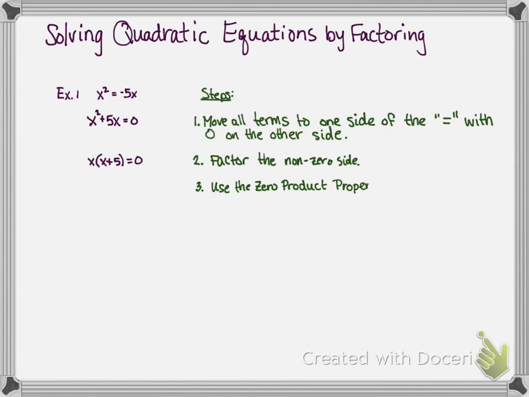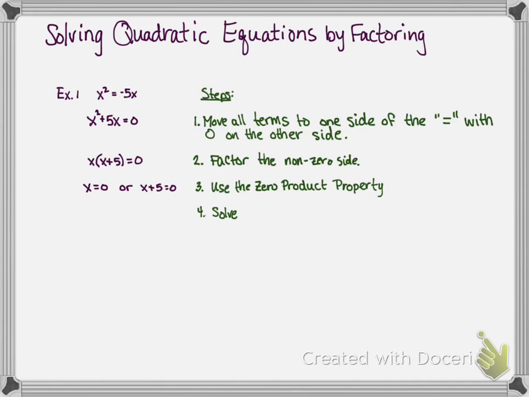Then use the zero product property, and we do that by setting each factor equal to 0. So either x can equal 0 or the x plus 5 can equal 0.